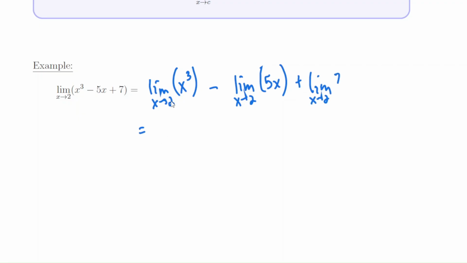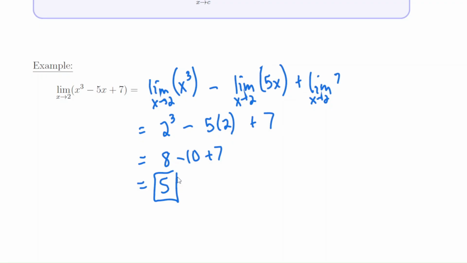And here, again, just by our theorem, we could just plug in the 2. We get 2 cubed. We can pull the 5 up front and then plug in the 2, so this is going to be 5 times 2. And last of all, the limit of this constant is just the constant. And notice this is the same thing we would get if we just plugged in 2 here. This would be 8 minus 10 plus 7. So what would that be? 5, I guess it is. So notice if you just plug in 2, you get 5, and that's the correct answer.